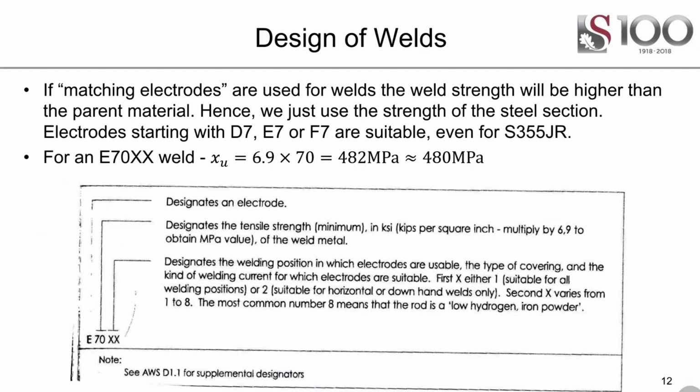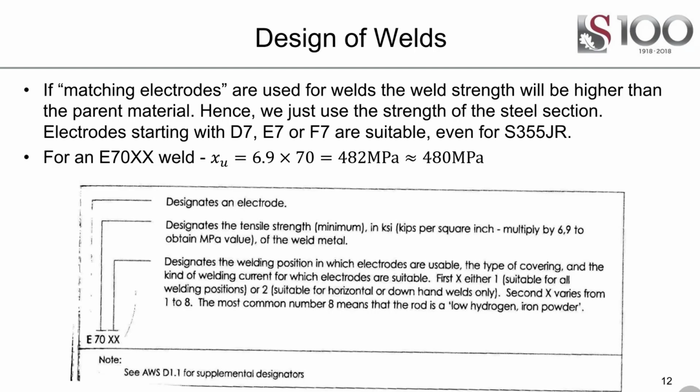Now, moving on to welds. Welds are commonly used, as we said, in shops for welding different sections together. If matching electrodes are used for welds, the weld strength will be higher than the parent material. Hence, we just use the strength of the steel section.